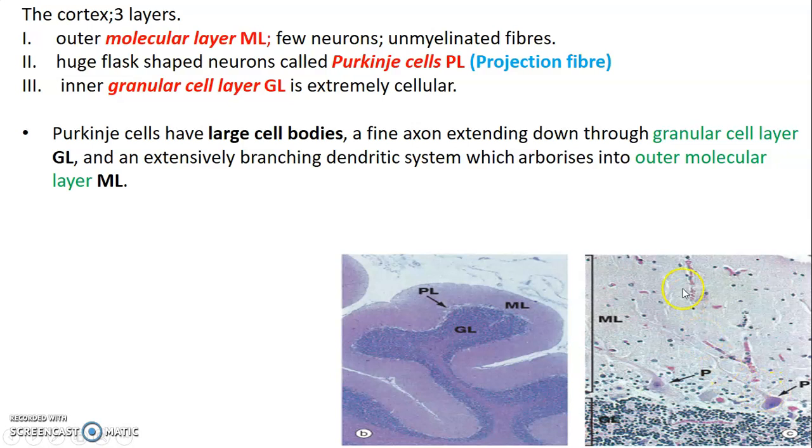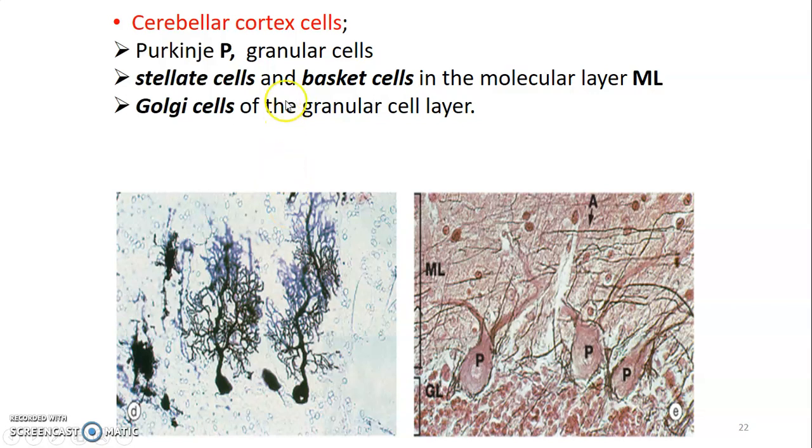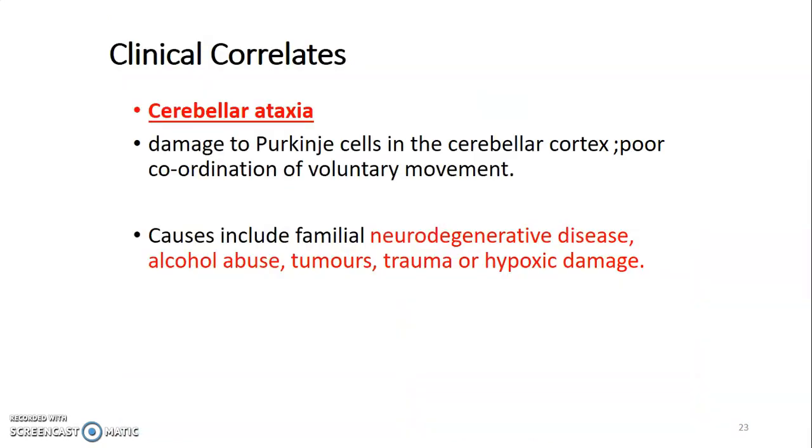Then we have stellate and basket cells in the molecular layer. So the molecular layer has stellate and basket cells. The Purkinje layer has Purkinje cells. And then the granular layer has granular cells and Golgi cells. So the clinical correlates for the cerebellum: you have cerebellar ataxia, which can occur where you have damage to the Purkinje cells, and that affects coordination of voluntary movement. This can be caused by neurodegenerative diseases, alcohol abuse, tumors, trauma, hypoxic damage. All this can lead to cerebellar ataxia.